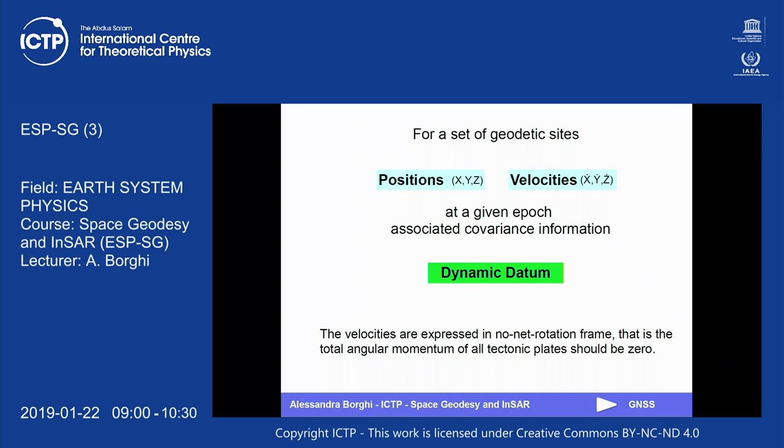I need to give an epoch, to know the position at a given epoch and the velocity at this epoch. We are going to see. Because I have to compute, knowing the velocity, the predicted velocity and position of a point at a given time, and the associated covariance information, meaning the variance and covariance matrix information.